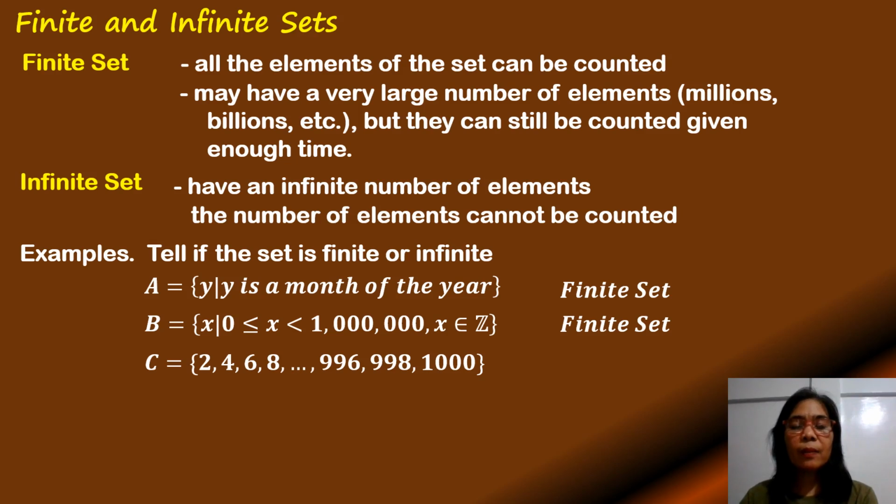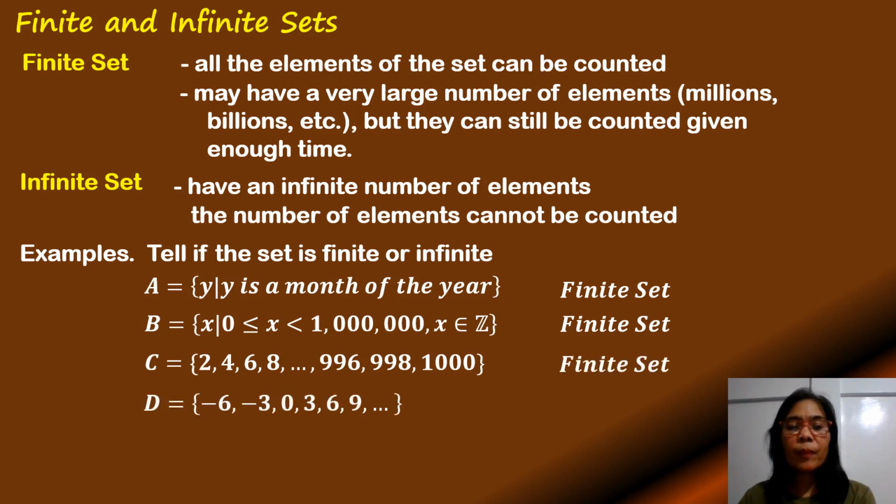C is a set of numbers 2, 4, 6, 8, and all other numbers following the characteristics of elements 2, 4, 6, 8. Then we have 996, 998, 1000. That means set C in here is the set of all even numbers from 2 to 1000. So since we can count them all, then this is a finite set.